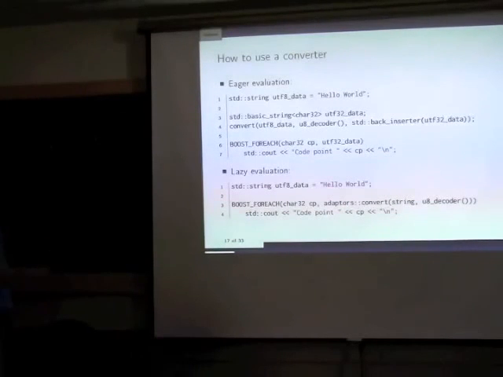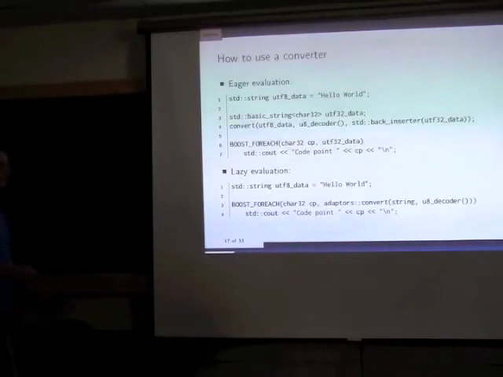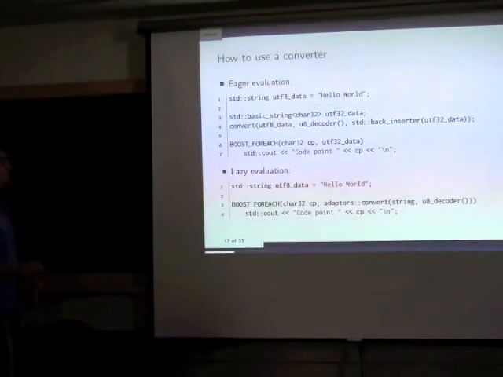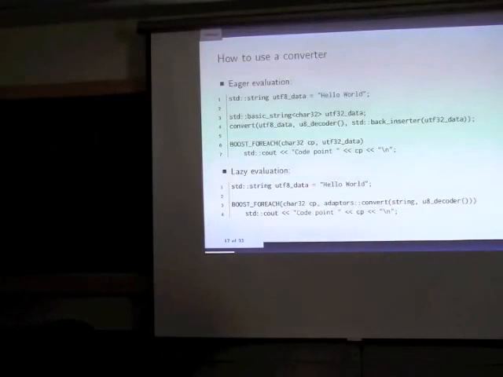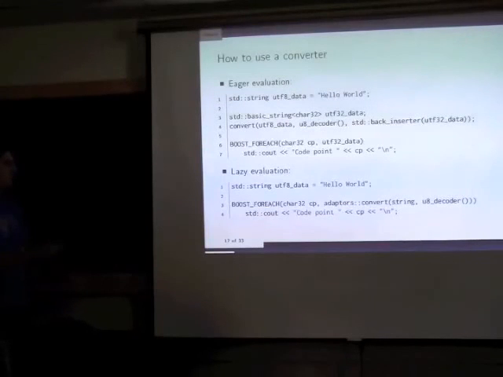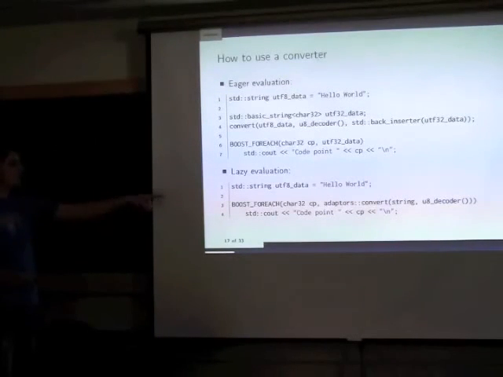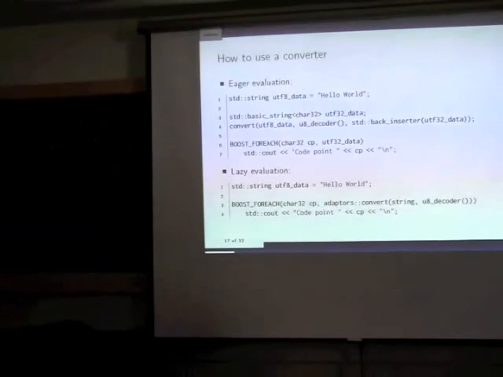So you get each code point. You can do the same thing lazily, which is quite a bit shorter and doesn't require you to allocate any additional memory, but it can be a bit slower, and you don't have as much control over when things get evaluated. The syntax for this is to use the convert version for adapters, the lazy version. It gives a string as input, which will be UTF-8 data, and the decoder. This will return a string range which, as you iterate it, generates the char32 code points that you can use, and you can then print like this.